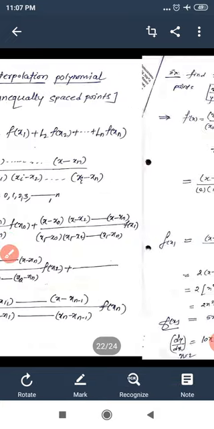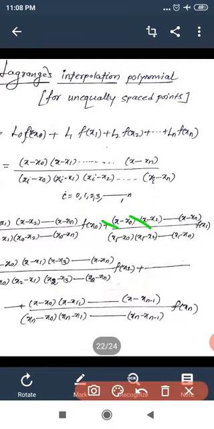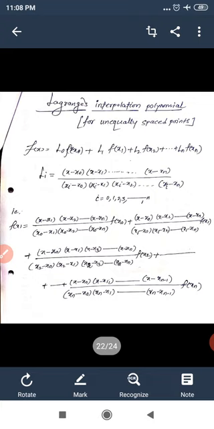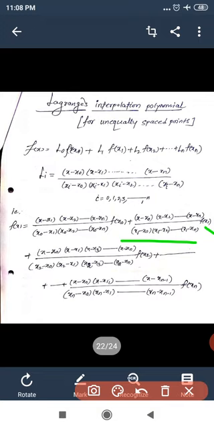Now second, x minus x0, x minus x2, x minus x3, up to x minus xn divided by x1 minus x0, x1 minus x2, up to x1 minus xn, into f of x1, plus and so on, x minus x0, x minus x1, x minus x3, up to x minus xn divided by x2 minus x0, x2 minus x1, x2 minus x3, up to x2 minus xn, into f of x2. Pay attention: for f of x0, the denominator is x0 minus x1, x0 minus x2, x0 minus x3 and so on, and the numerator is x minus x1, x minus x2, x minus x3. Similarly for f of x1, the denominator starts from x1 minus x0, x1 minus x2, x1 minus x3 and so on.